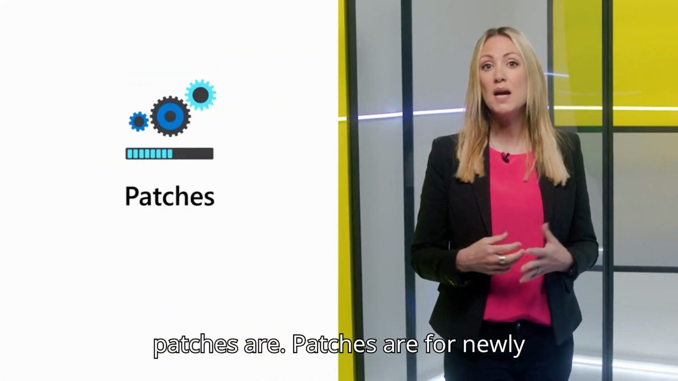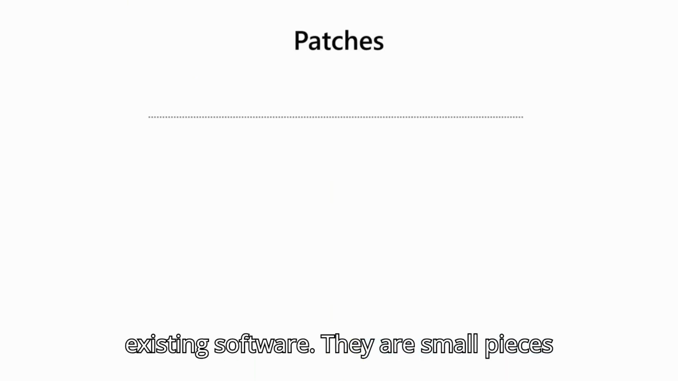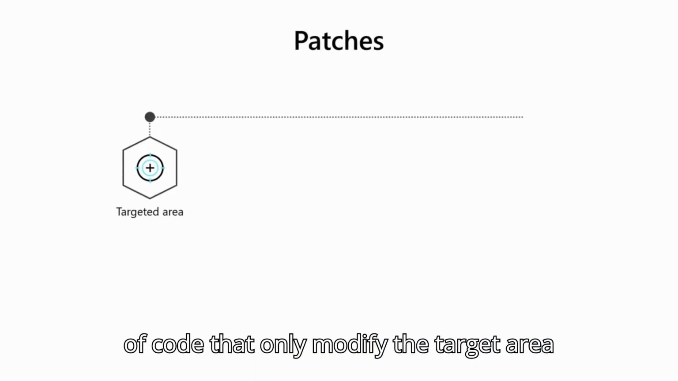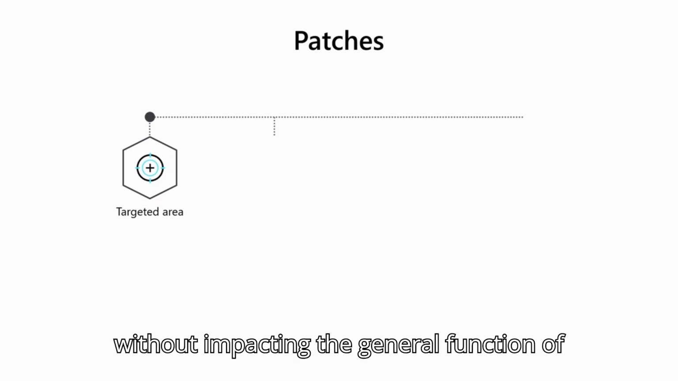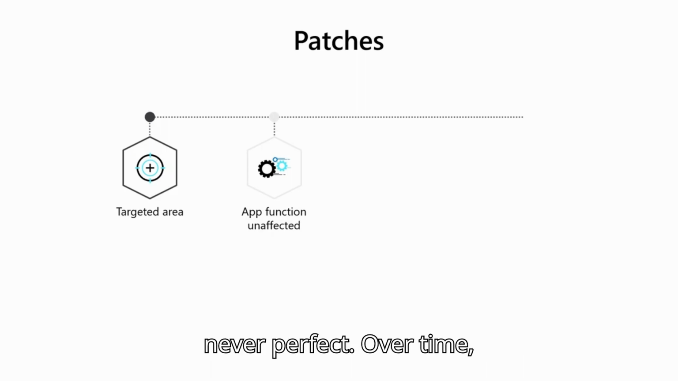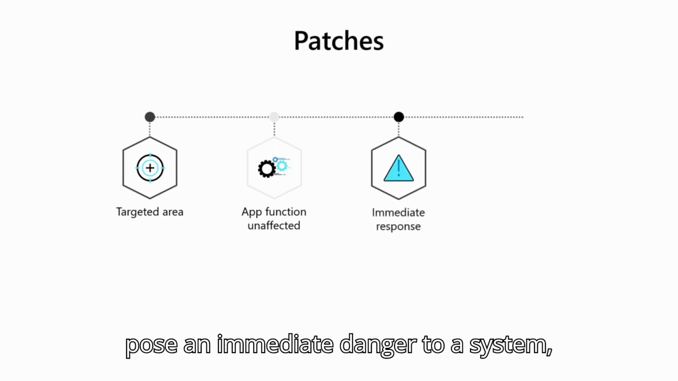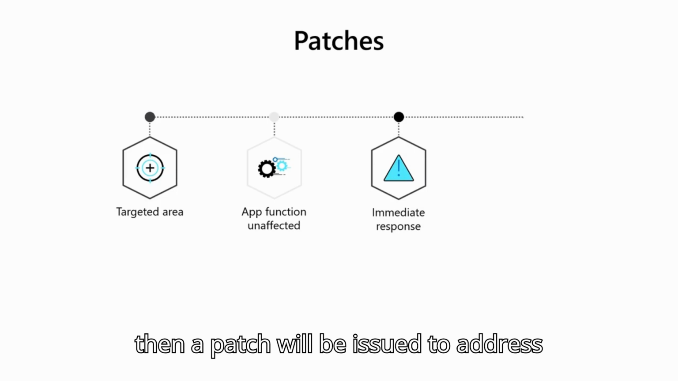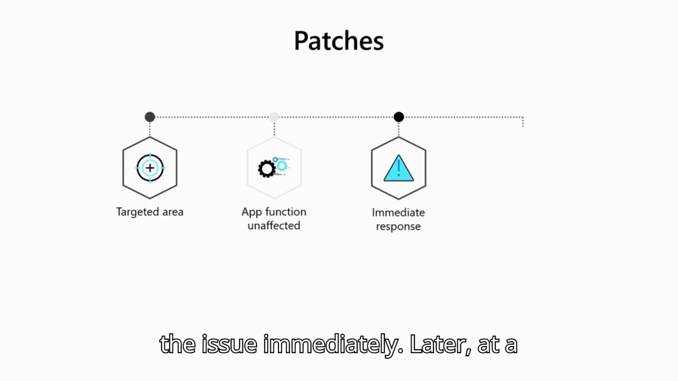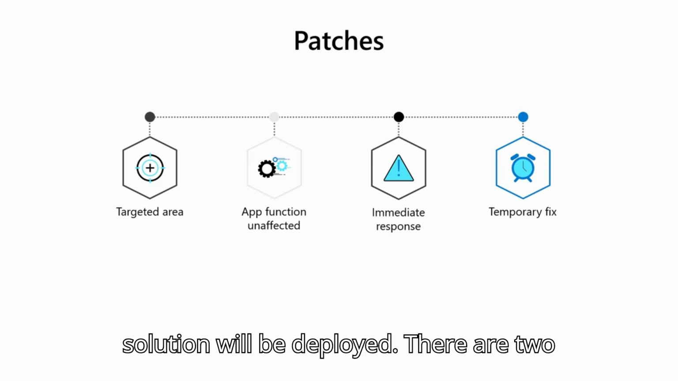Patches are for newly identified shortcomings or dangers in existing software. They are small pieces of code that only modify the target area without impacting the general function of an application. The code deployed is never perfect. Over time, incompatibilities or issues are identified. If the issue is determined to pose an immediate danger to a system, then a patch will be issued to address the issue immediately. Later, at a scheduled update, a more permanent solution will be deployed.